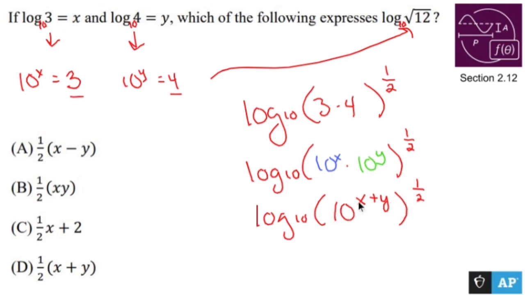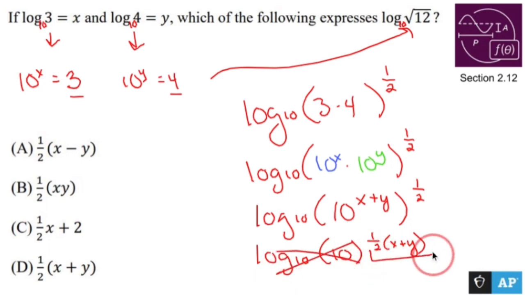But if I have an exponent taken to an exponent, multiply the exponents. So one last step before I can start crossing things out is I can write this out as 10 to the x plus y times 1/2, or 1/2 times x plus y. Log base 10 of 10 to the stuff crosses those out and you're left with just the stuff. And it just so happens that the stuff is 1/2 times x plus y, which is D. Tricky, tricky, tricky.